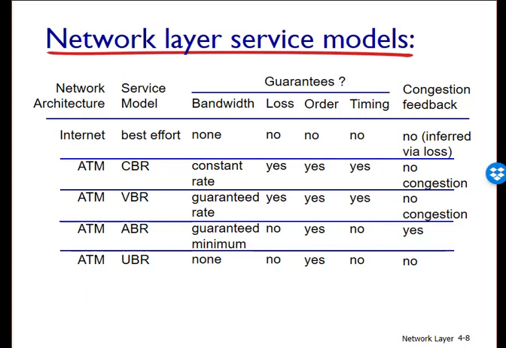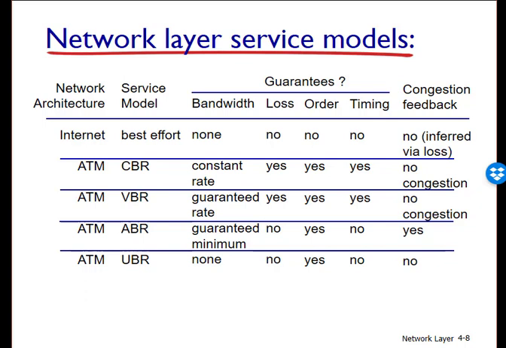For example, the ATM network architecture provides for multiple service models, meaning that different connections can be provided with different classes of service within the same network. The point here is only to note that alternatives do exist to the Internet's best effort model. Two of the more important ATM service models are constant bitrate and available bitrate service.